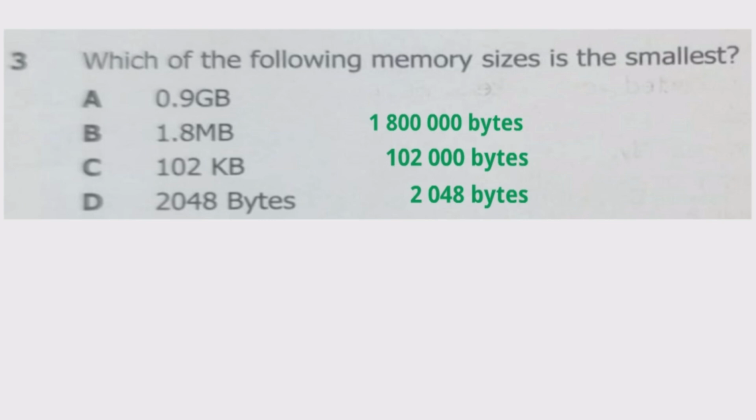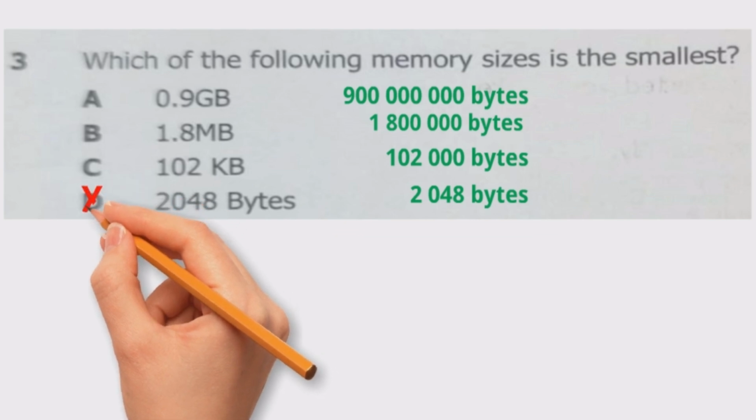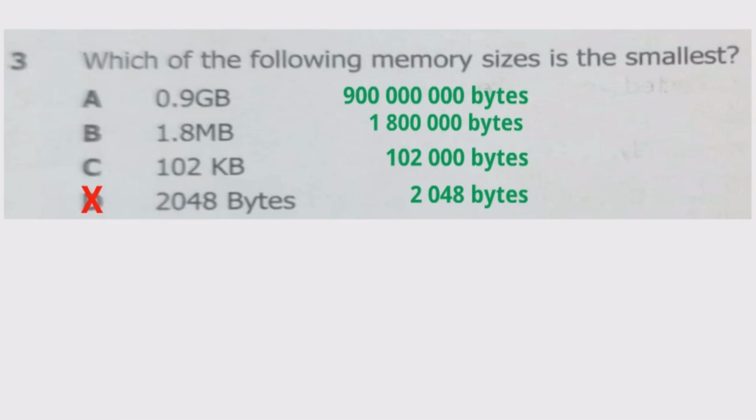Then we come to A, which is 0.9 gigabytes. 0.9 gigabytes will be converted to 900 million bytes. Now the question is, which of the following memory sizes is the smallest? So which number is smaller among these numbers I've written? The smallest number is 2048 bytes. So the correct answer is D.